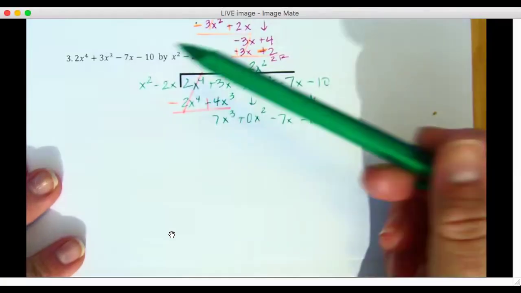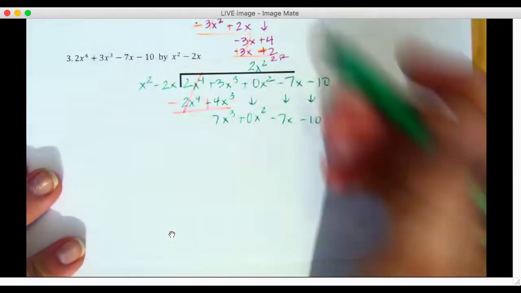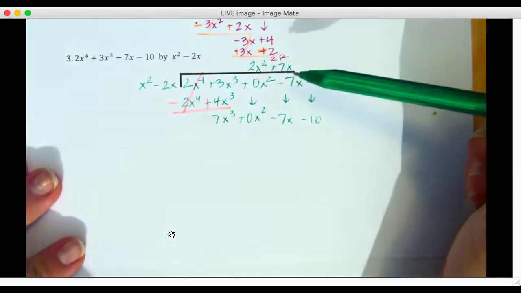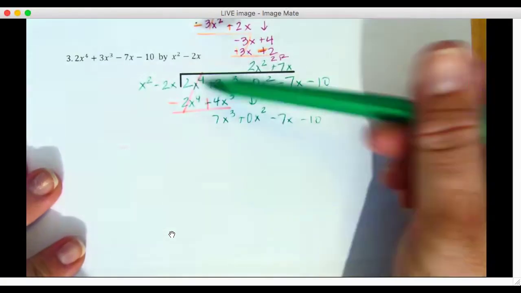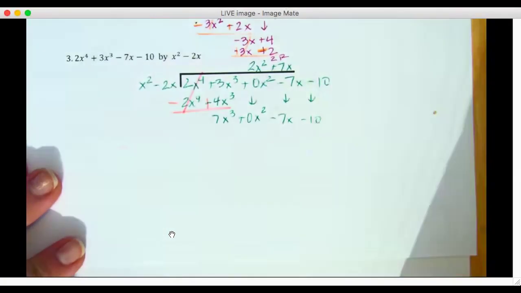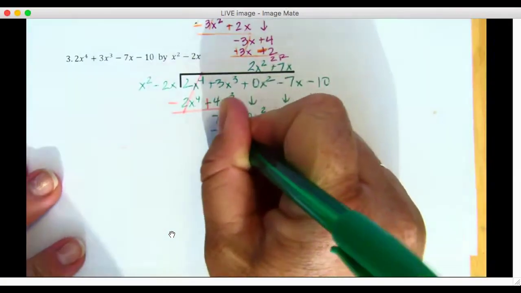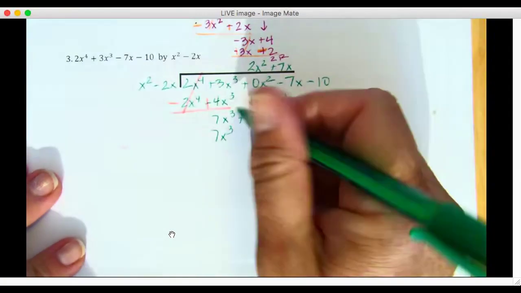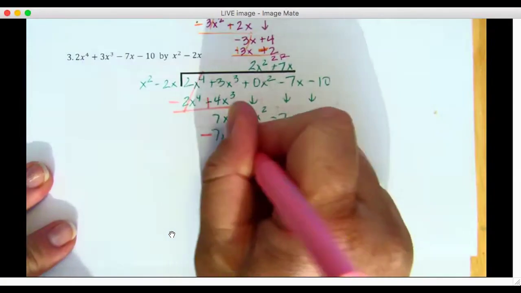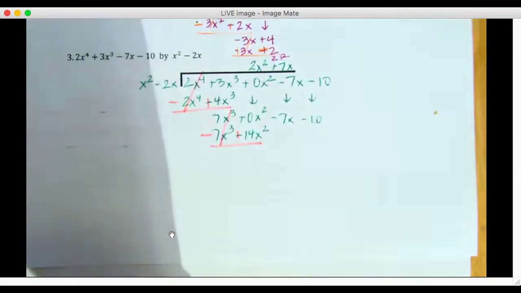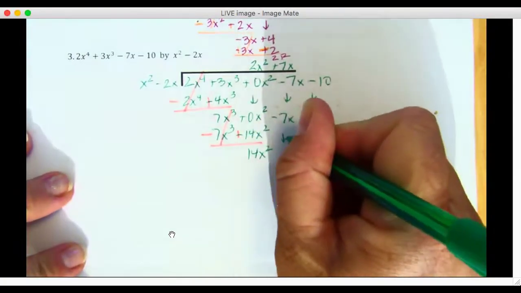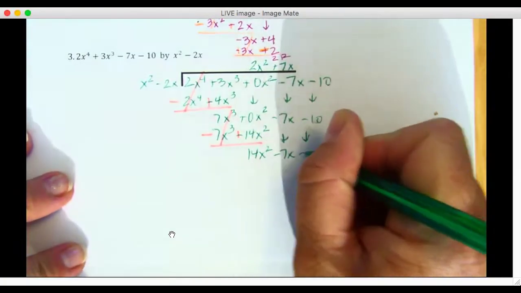And so we're asking ourselves, x squared times what gives me 7x cubed? And that would be 7x. 7x times x squared is 7x cubed. 7x times negative 2x is negative 14x squared, but we are subtracting, so those signs switch and those cancel. And now we have 14x squared minus 7x minus 10.